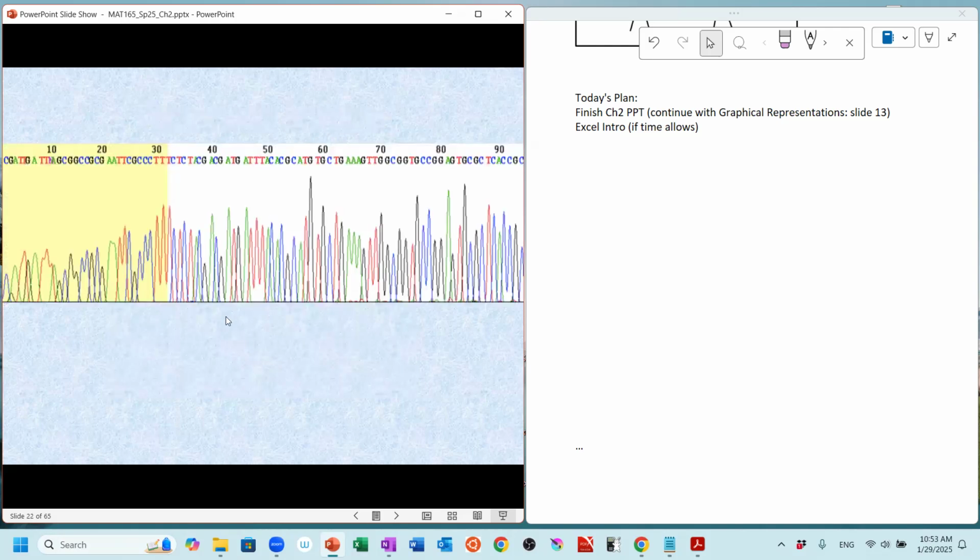So here's an example of a DNA sequence. This is the output of a Sanger sequencer. If you're at all interested in medicine or science, look up how Sanger sequencing works. It's really a super interesting process. Really cool idea that Sanger came up with to sequence genetic material.